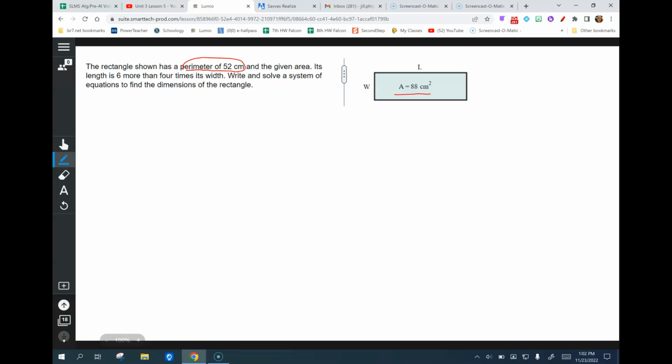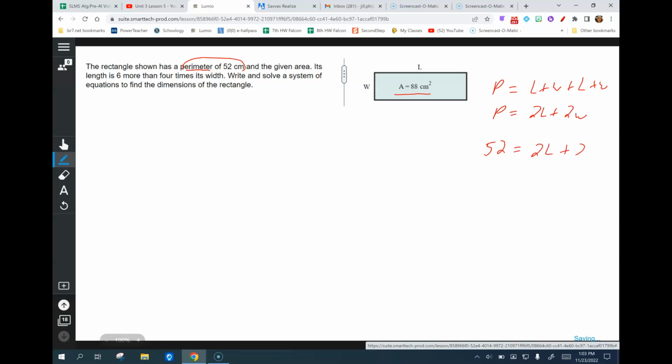Okay, so we have a lot of things we can put down. Let's keep in mind, perimeter is where we add up all the sides. So that would be L plus W plus L plus W. So the perimeter is equal to 2L plus 2W. What else do we know? We know the area. And do we know the perimeter? Yes, the perimeter is 52, so 52 is equal to 2L plus 2W.